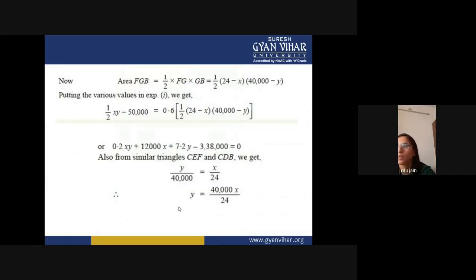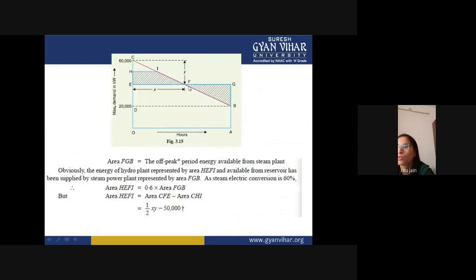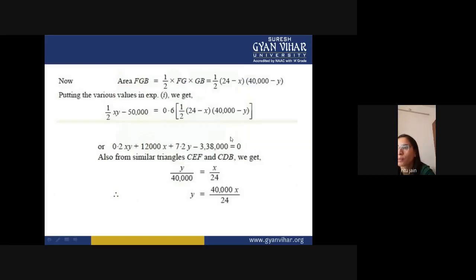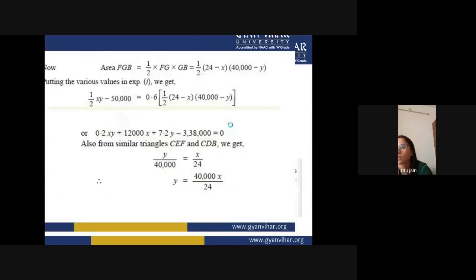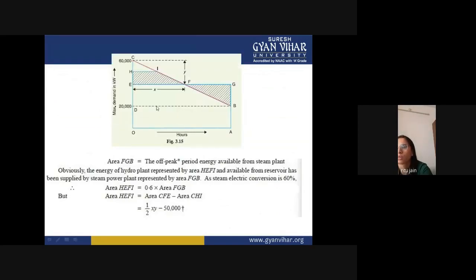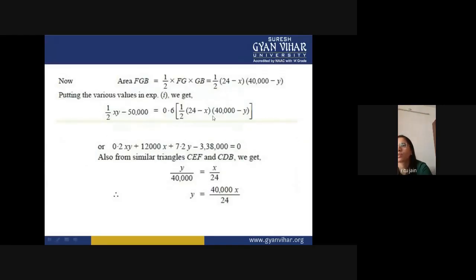Now, area FGB, this is for your steam power plant. You can see FGB. So 1 by 2 into EG minus FE, so EG minus X. And this is the area where you can calculate GA minus BA, GA minus 20,000, so 24 minus X, and GB is your 40,000 minus Y. Y is this height, and this is equal to Y. So you can easily calculate the area FGB by using this equation. And when you put the various values in expression 1, we get FG into GB, X Y minus 50,000.